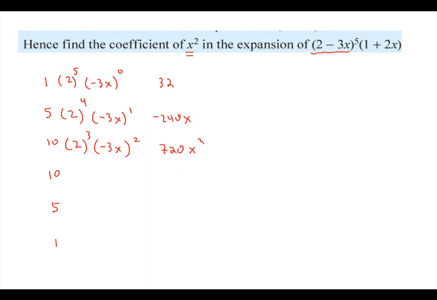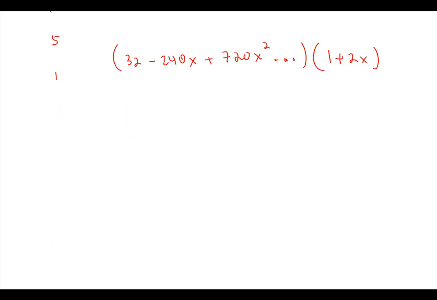So if we expand this out, these would be our first 3 terms. We have 32 minus 240x plus 720x squared, dot dot dot. We would have some other terms here that we did not expand out, so that's why I put the dot dot dot. But these 3 are really the only ones we need. Now we're multiplying this with this 1 plus 2x over here.